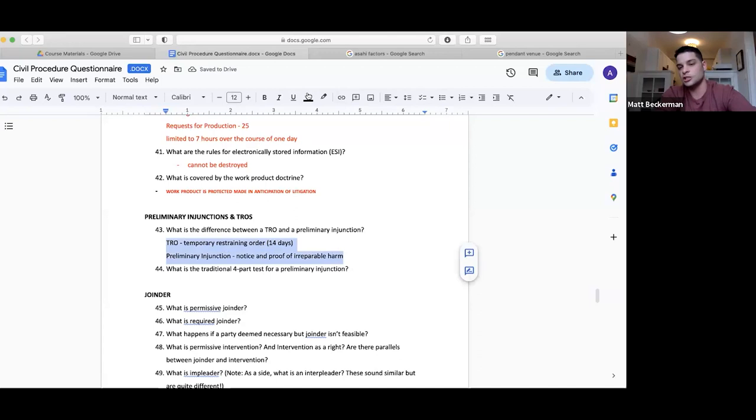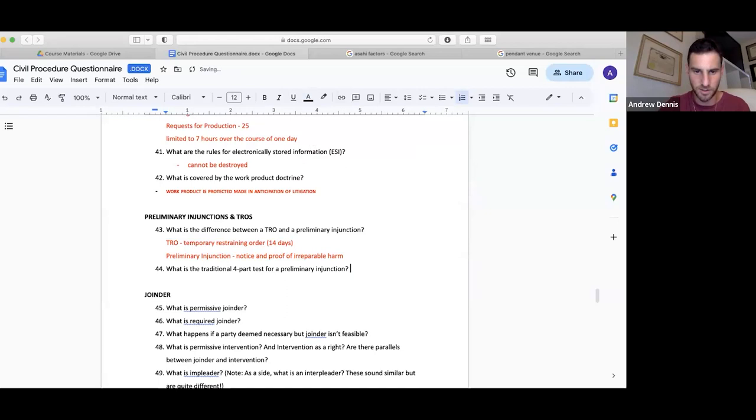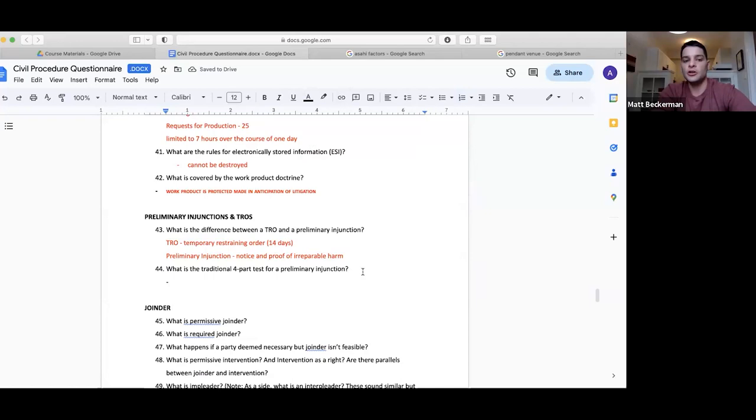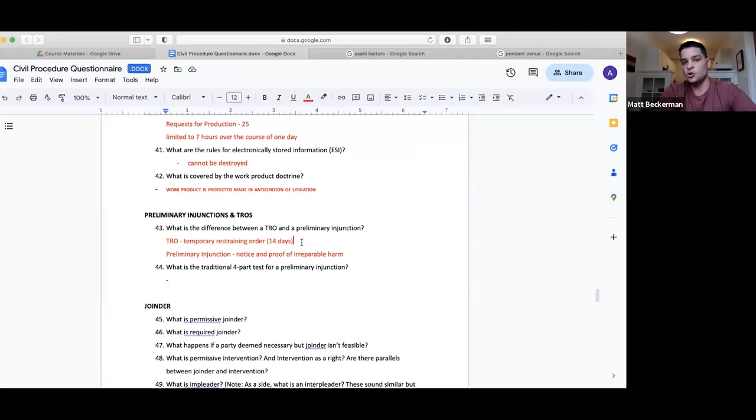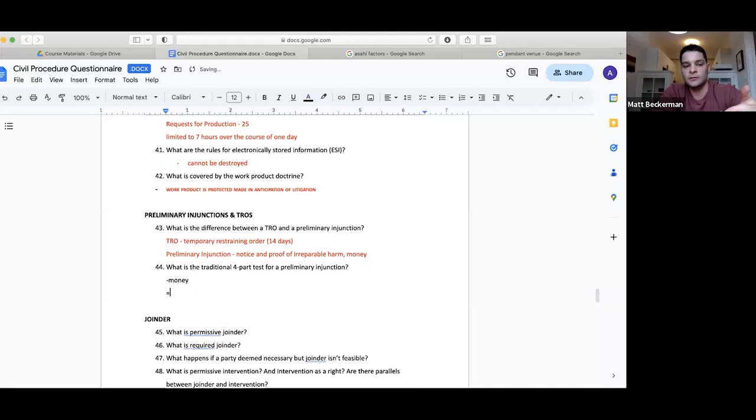Right, I said notice of irreparable harm, but it seems it's a four-part test. What else you got for me? So for a TRO, you have to show what the immediate harm is. You have to say why you don't have to give notice to the other party. For a preliminary injunction, you need to give notice. And then you have to give some money to the court, so that if you're wrong, they get to be compensated. So for a TRO, you have to give some money, explain why you don't have time to give notice to the other party, and show the harm.